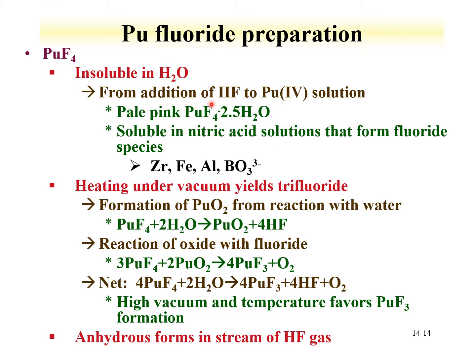The compound is pale pink, and it's hydrated. If the tetrafluoride is heated under vacuum, you can produce the trifluoride, the net result being shown here. High vacuum and high temperature favors the formation of the trifluoride, and you can make both the tri- and tetrafluoride anhydrous, so you can knock off that water by treating this product in a stream of HF gas.